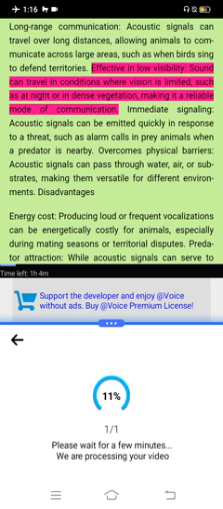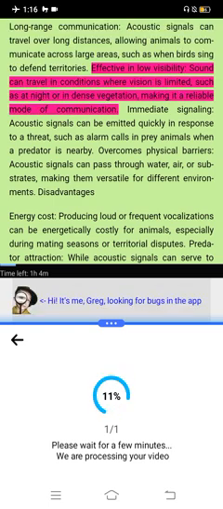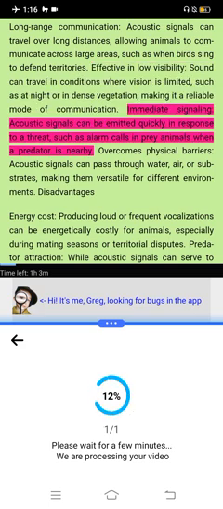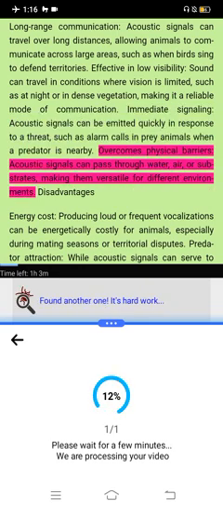Effective in low visibility. Sound can travel in conditions where vision is limited, such as at night or in dense vegetation, making it a reliable mode of communication. Immediate signaling. Acoustic signals can be emitted quickly in response to a threat, such as alarm calls in prey animals when a predator is nearby. Overcomes physical barriers. Acoustic signals can pass through water, air, or substrates, making them versatile for different environments.